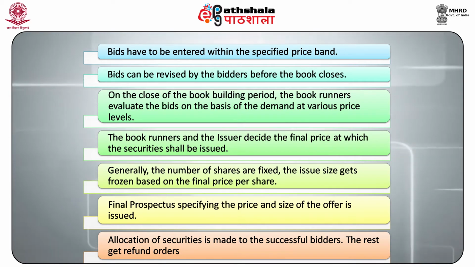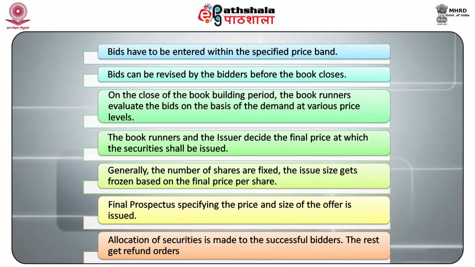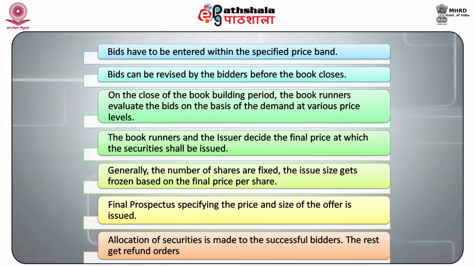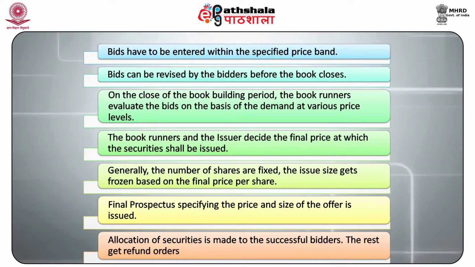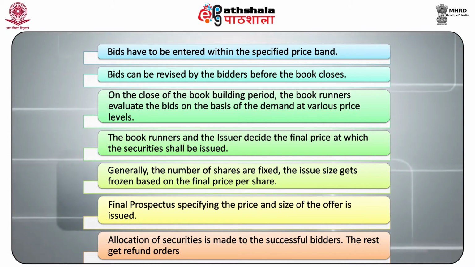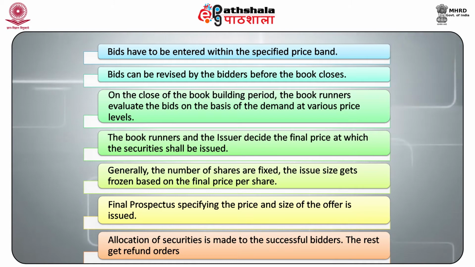Generally, the number of shares is fixed. The issue size gets frozen based on the final price per share. The final prospectus specifying the price and size of the offer is then issued. Allocation of securities is made to the successful bidders and the rest get refund orders.